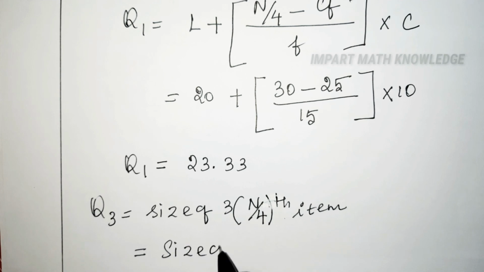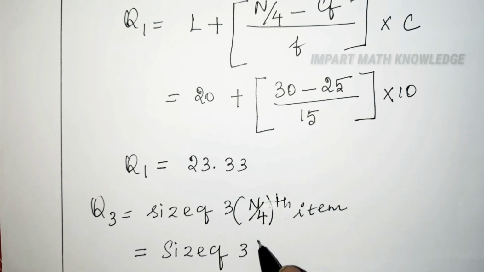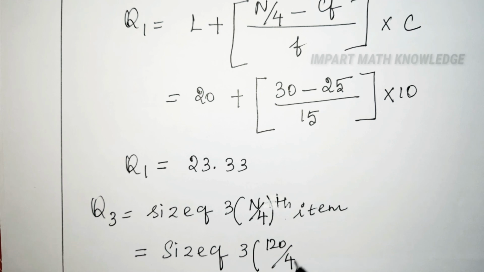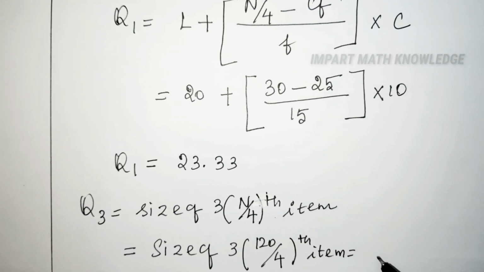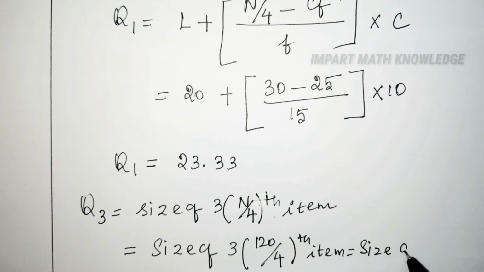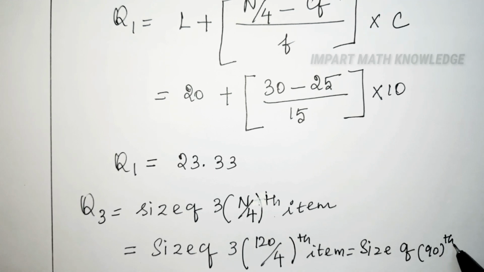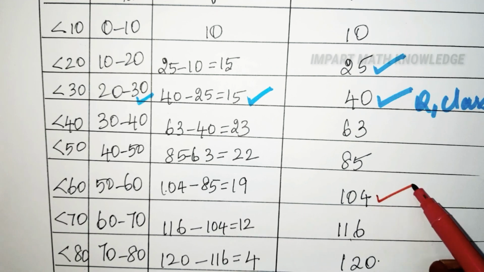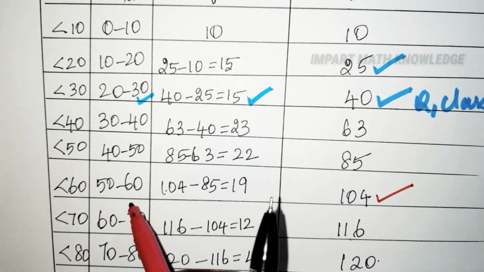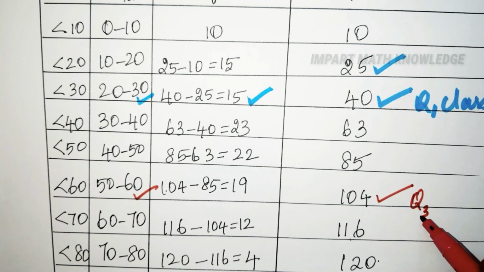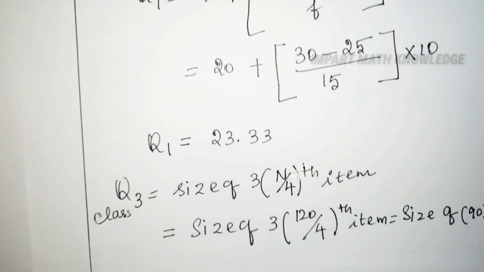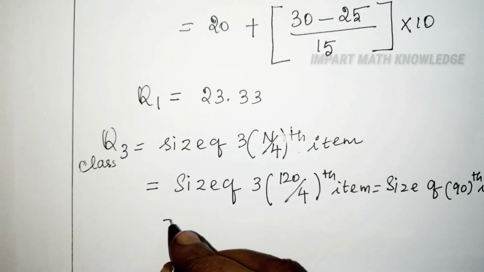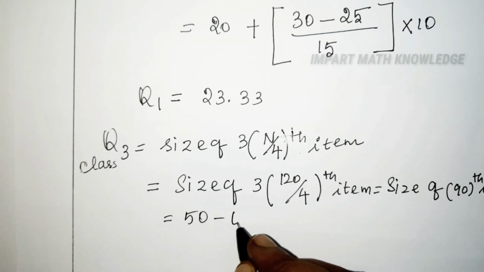Q3 is equal to size of 3n by 4th item, size of 3 into 120 by 4th item, that is the 90th item. In the cumulative frequency, 90 belongs to this category. So the corresponding class interval is the Q3 class. Q3 class is equal to 50 to 60.